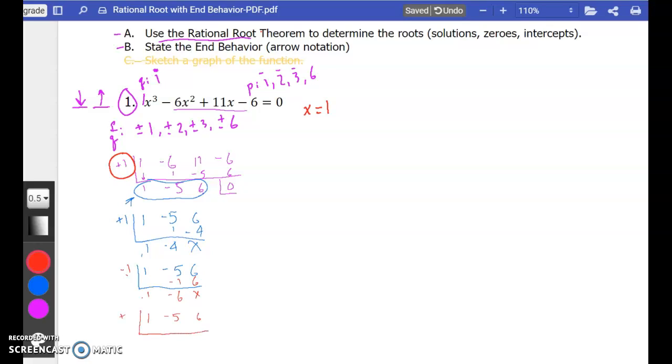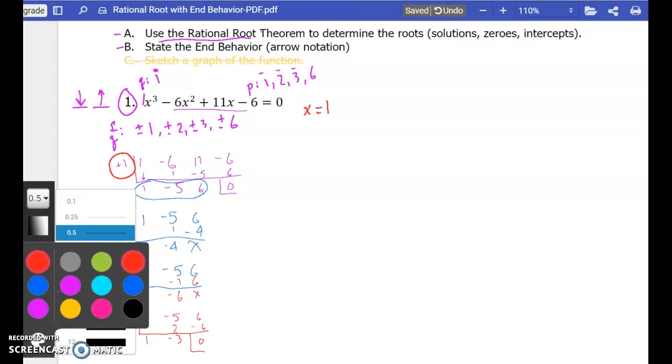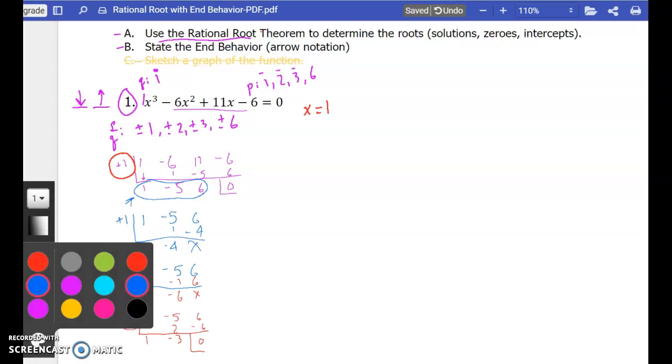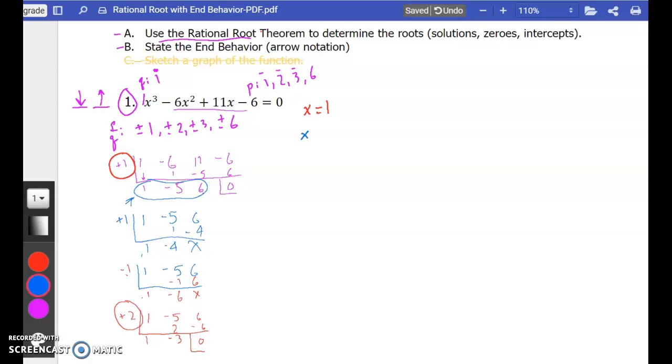I'm going to use a positive 2. Bring down the 1. 2 times 1 is 2. Negative 5 plus 2 is negative 3. Positive 2 times negative 3 is negative 6. That gives me 0. So that too is a root. So that is x equals positive 2.